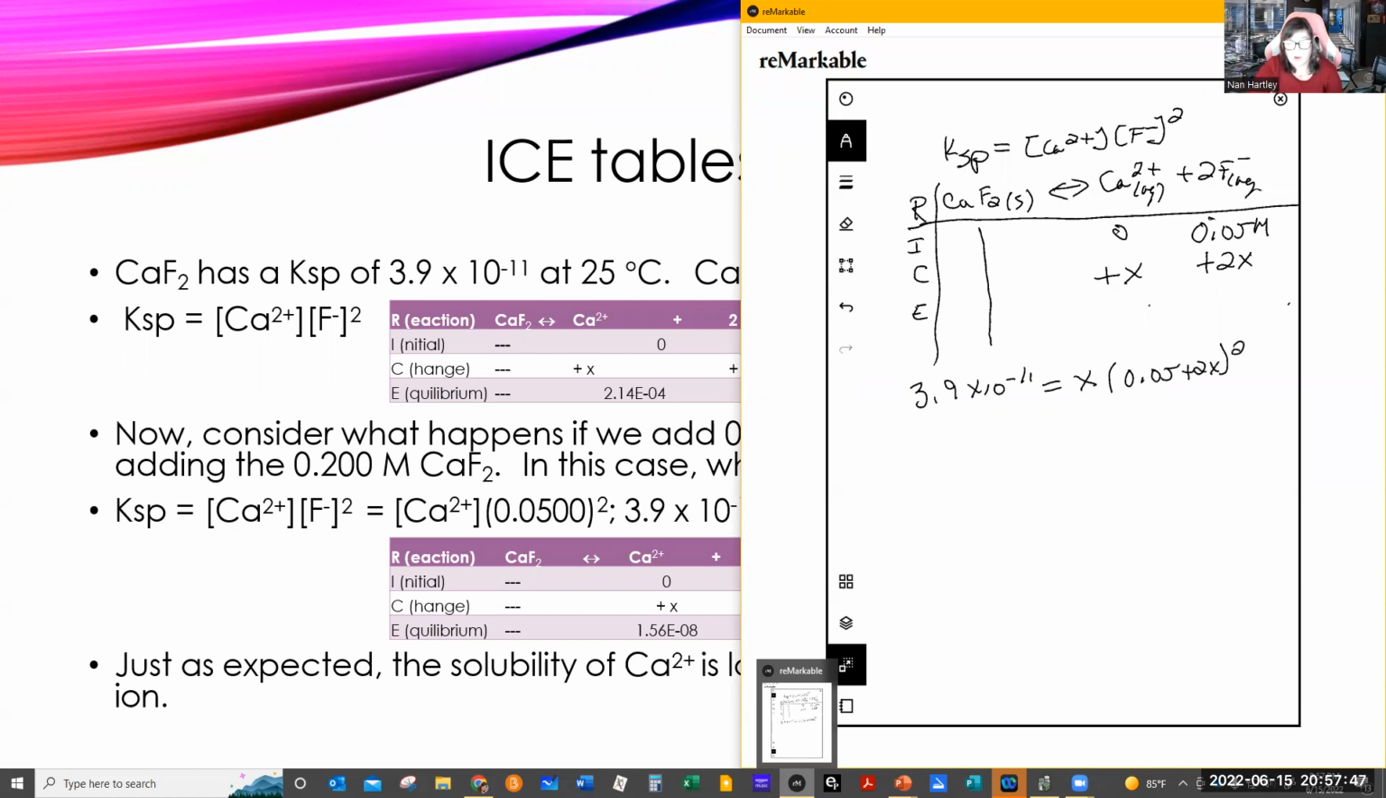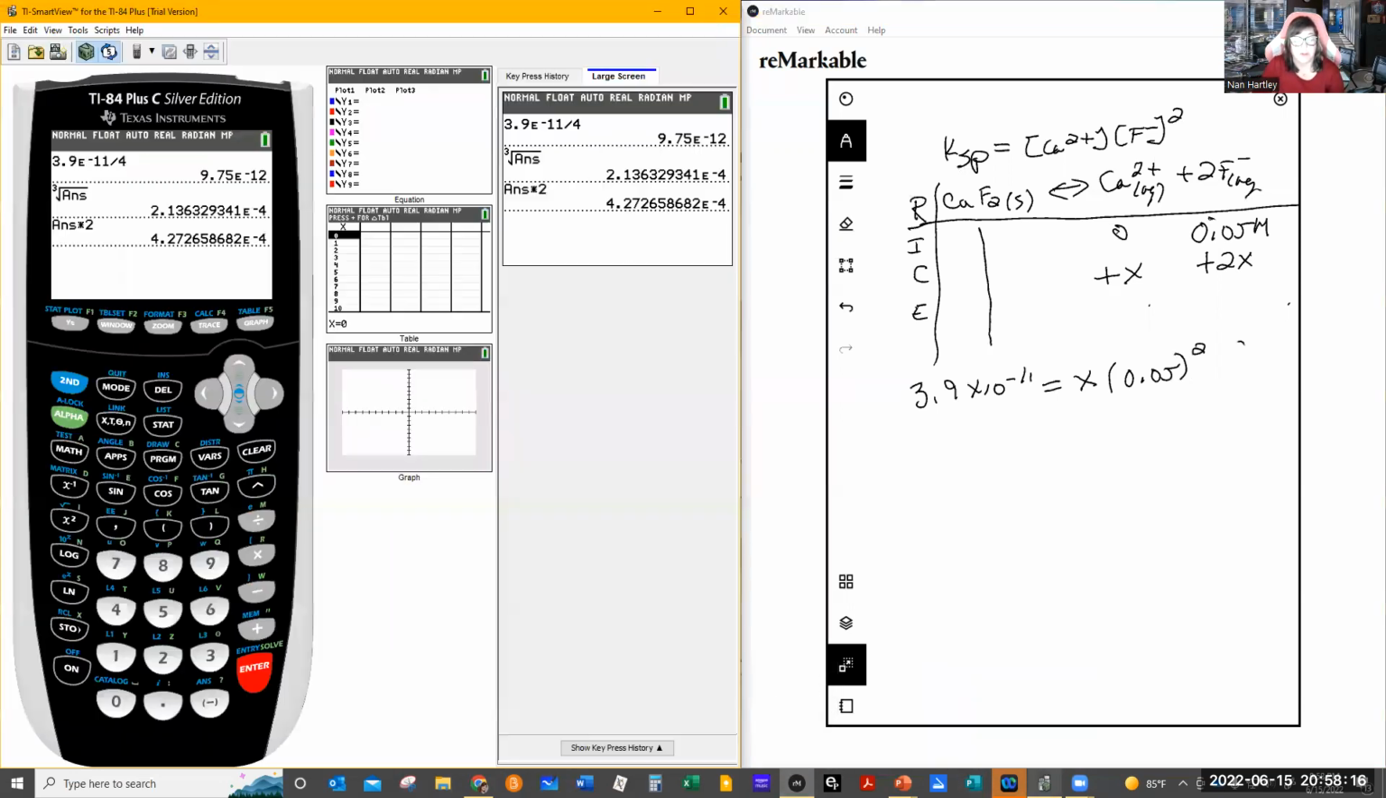Now, can I do it that way and solve it with the x there? Yes, I can. But I initially am going to make the assumption that the x is very small comparative to the 0.05. So I'm actually going to take this out and leave it as just 0.05 squared. Now, if that's 0.05 squared, we'll square that, which should be 0.0025. So I have 0.0025x.